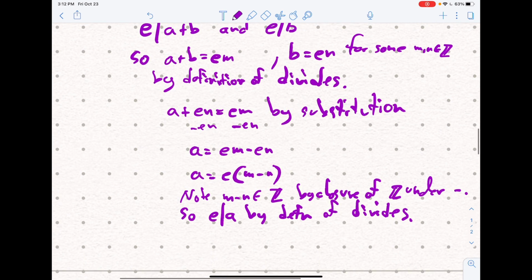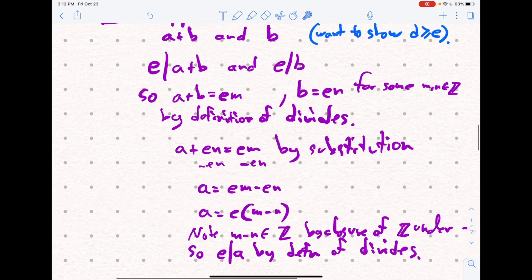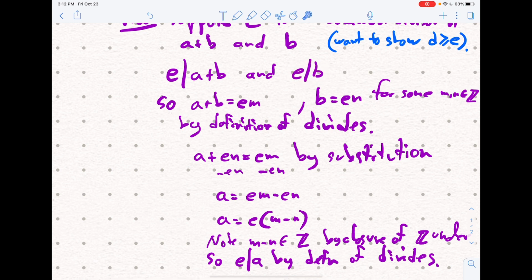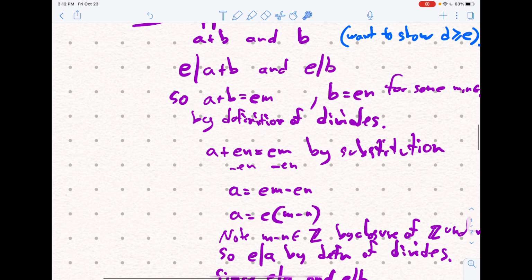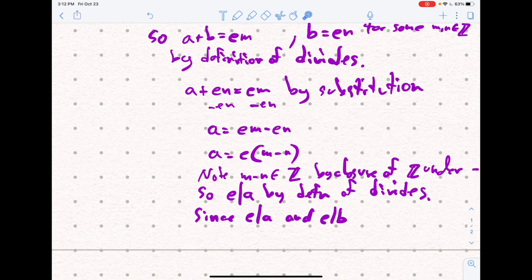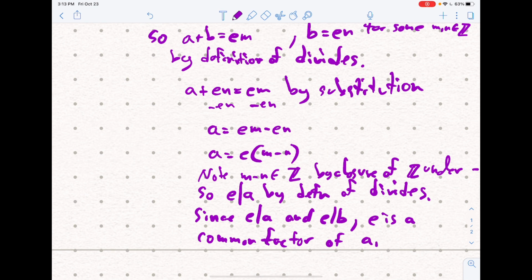Now, I just want to point out E divides a. We already knew that E divides b. So since E divides a and E divides b, the reason for those is just they're above. The fact that E divides a is right here, and the fact that E divides b was given to us. Since E divides a and E divides b, E is a common factor of a and b. All right?